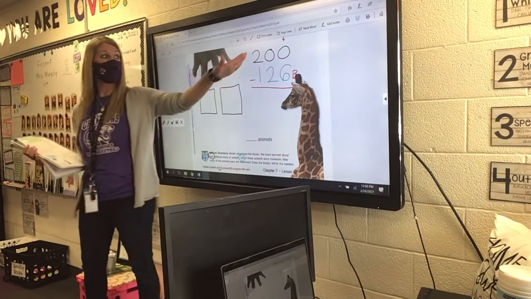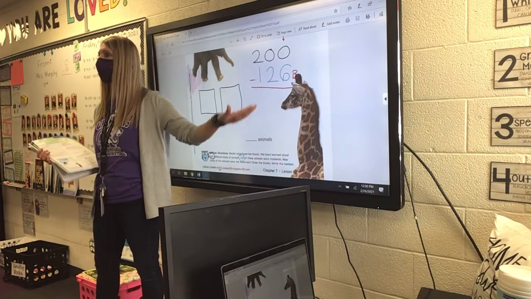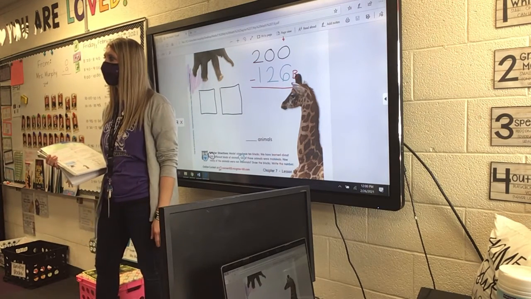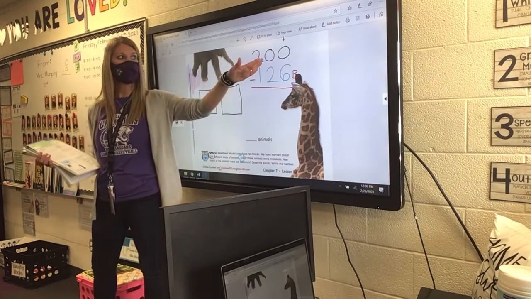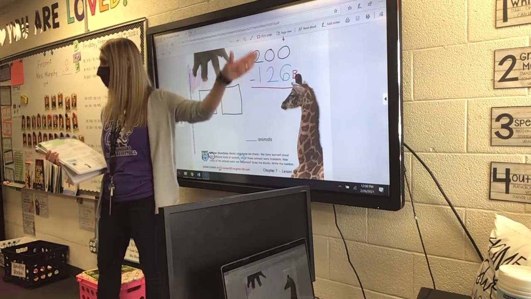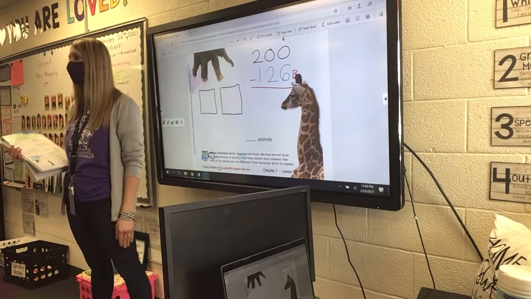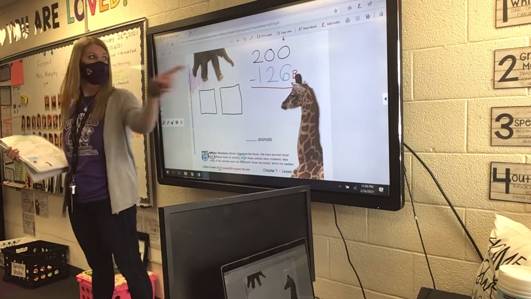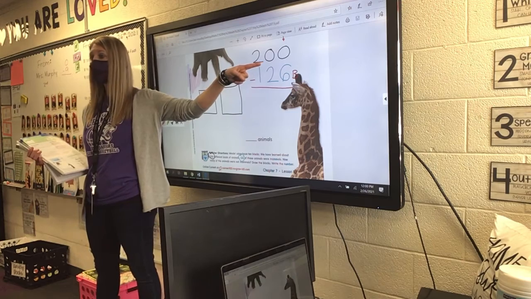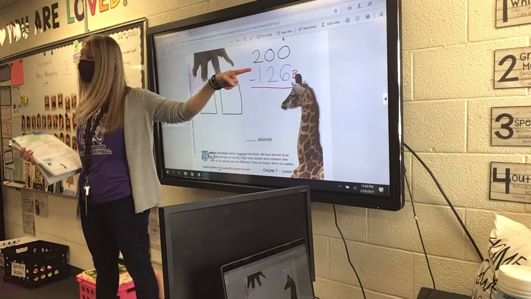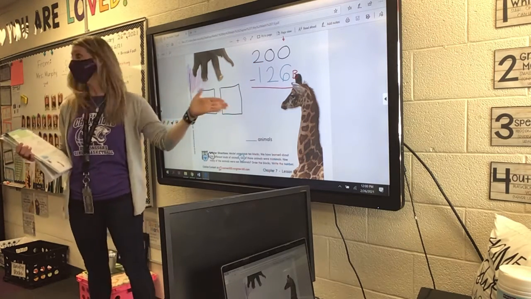Now, I'm going to go to the tens and borrow. Uh-oh, there's a problem. John, what's the problem in the tens place column? Mason, we have to go to the next one. You are right. There are no tens, guys.